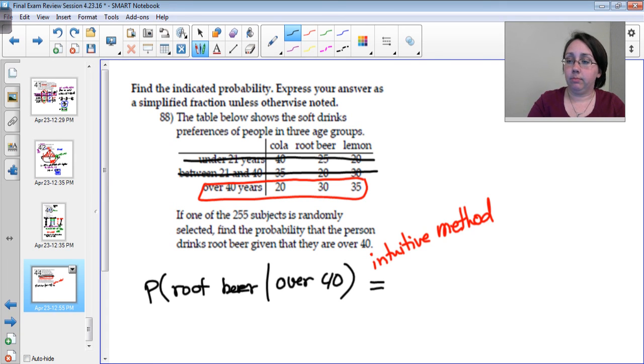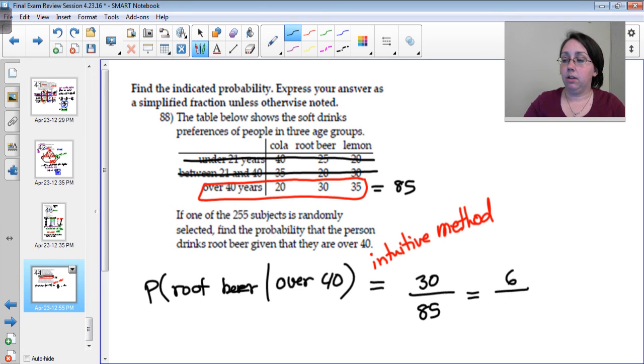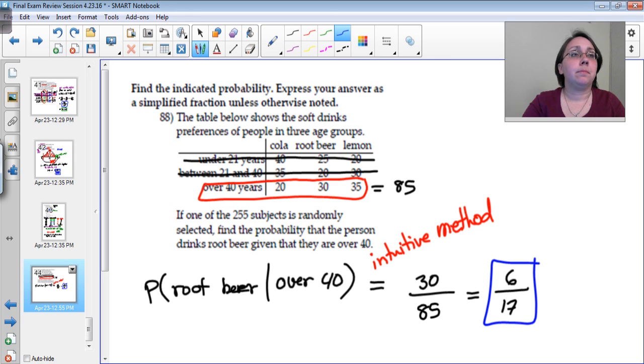30. There are 30 root beer drinkers divided by how many total people? 85 you said? Yeah. Now that can be reduced, so you do need to reduce it. What is that? 6 over 17? Yep.